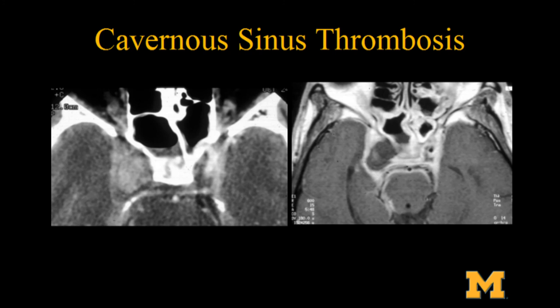Now, does anybody know what disease entity we're looking at here? That's exactly right. It's cavernous sinus thrombosis. And if there's one thing to take home from my talk, it's this right here. Of the six patients that I looked at with cavernous sinus thrombosis, five of those patients died. One of them had permanent neurological deficits.